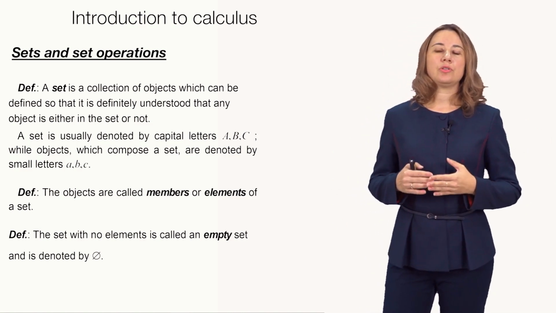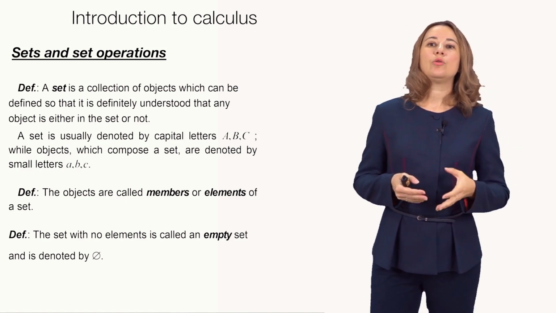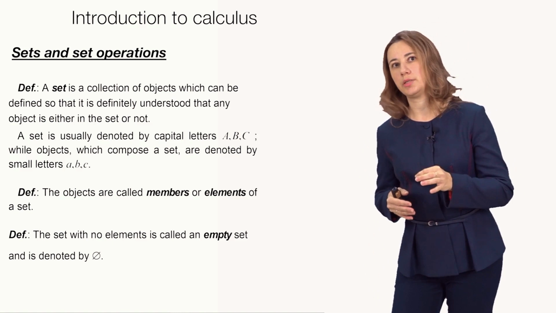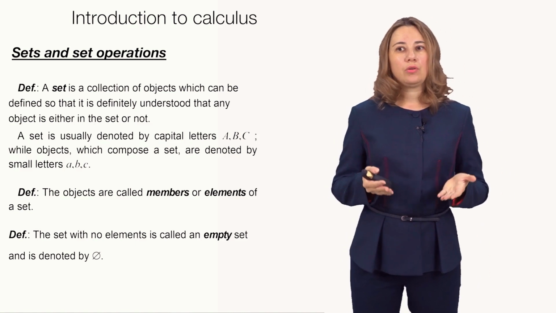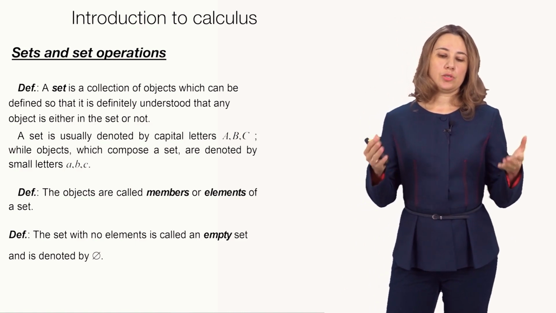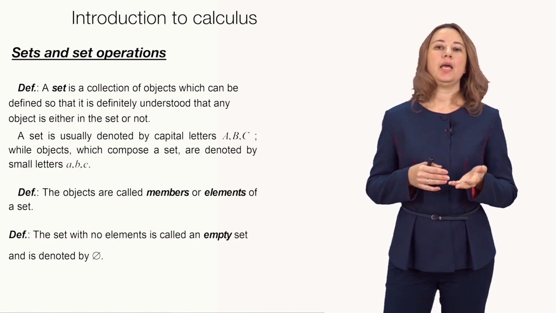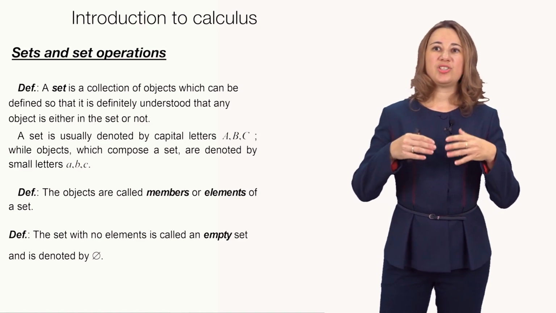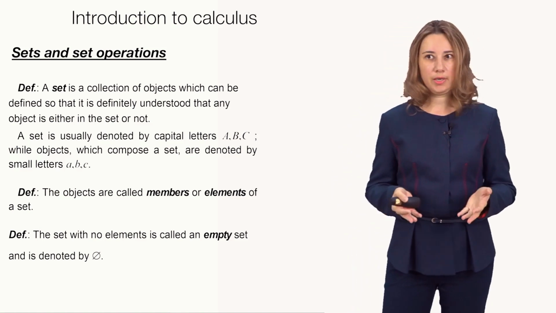A set is usually denoted by capital letters, capital A, capital B, capital C, while objects which compose a set are denoted by lowercase letters, a, b, c, and so on. The objects are called members or elements of a set. And one more interesting definition, the set with no elements is called the empty set, and it is denoted as 0 because, as you see, our set has no elements.